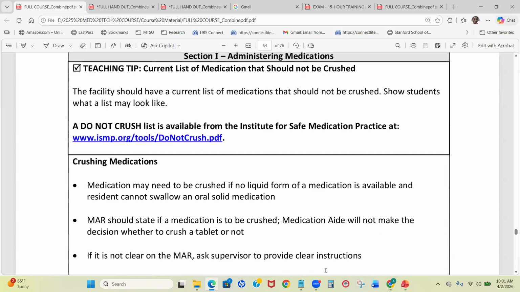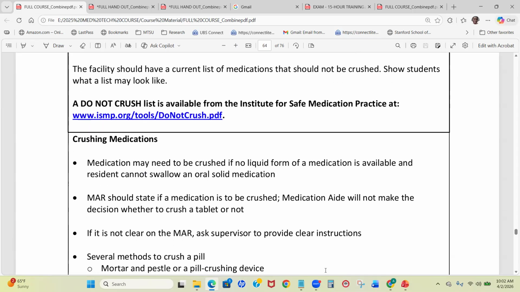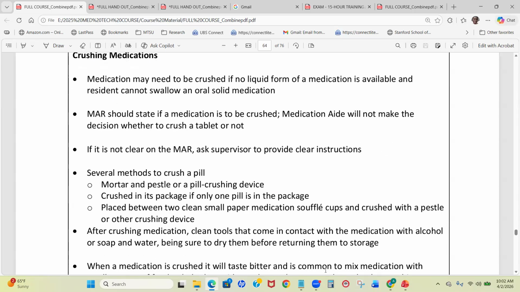So when we get to the skill lab, we will demonstrate how to cut a pill into half. It's part of the skills that we will learn. So they have a list of do not crush medications. You can look them up online. Every facility will have a list of do not crush medications. And every resident's medication that doesn't need to be crushed, it will tell you do not crush this medication. Always make sure you are reading it correctly. Let's look at crushing medications.